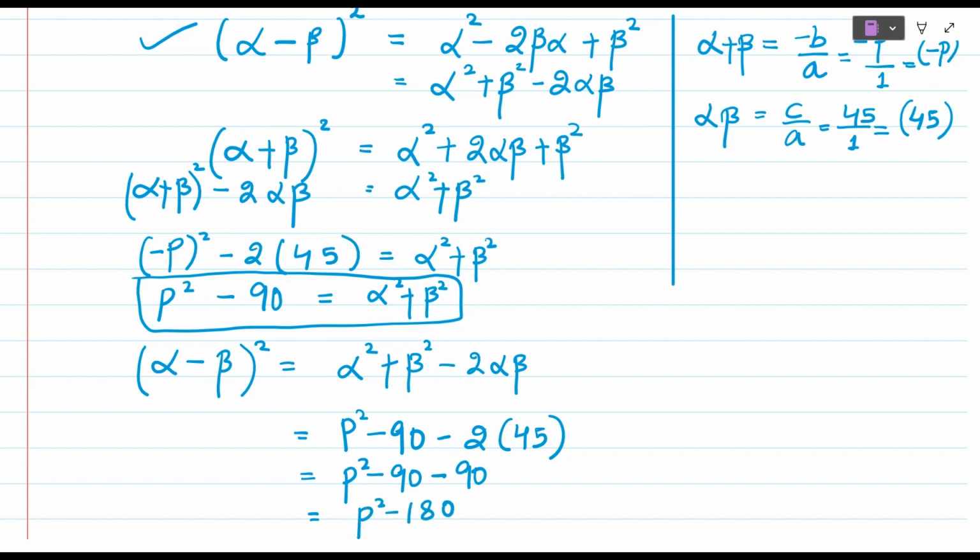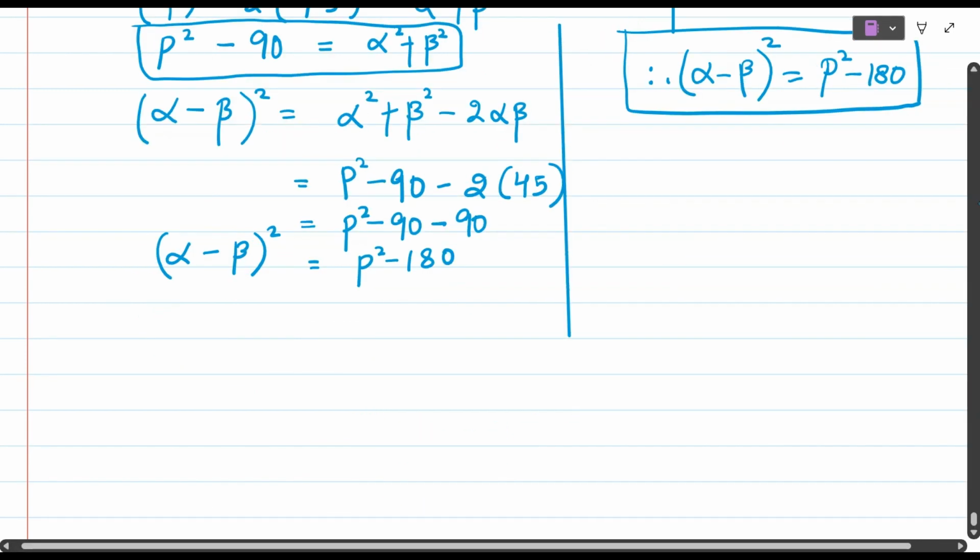So they have asked us to find the difference of the zeros and square it. Okay. So here, the value they have given is p square minus 180. This one they have given as 144.